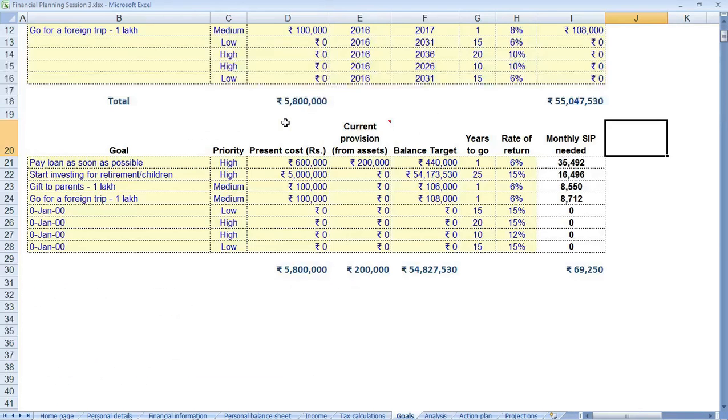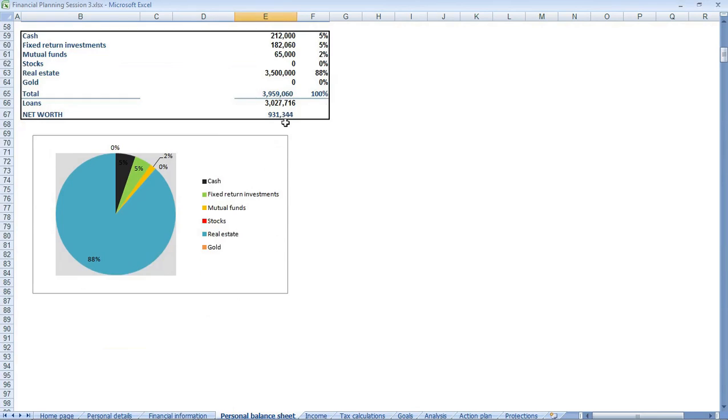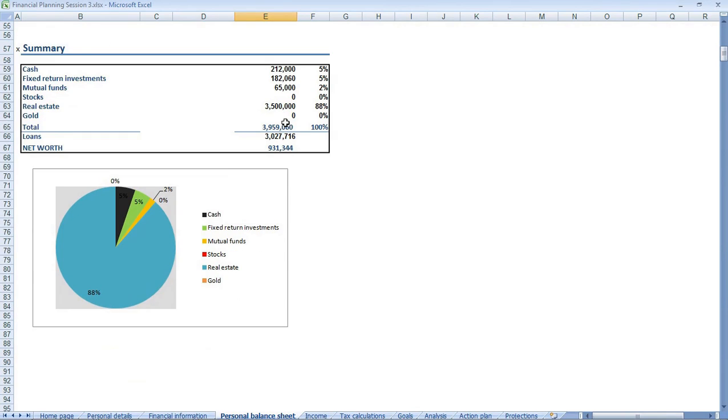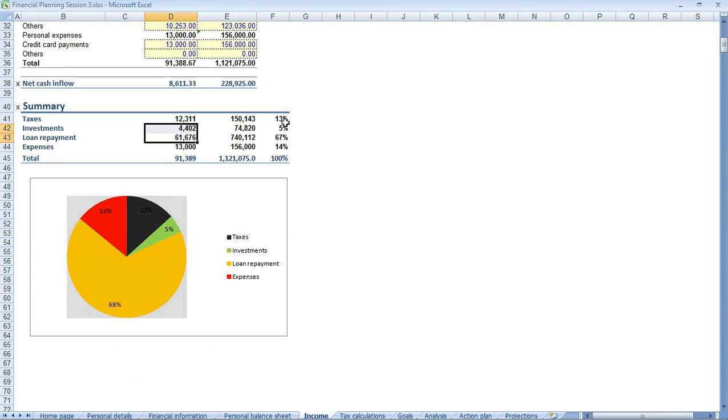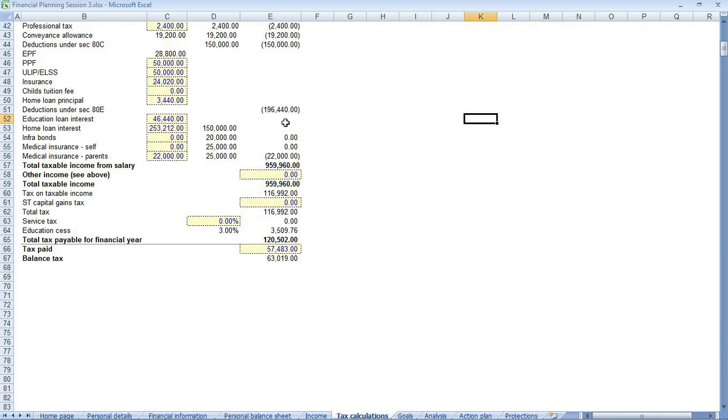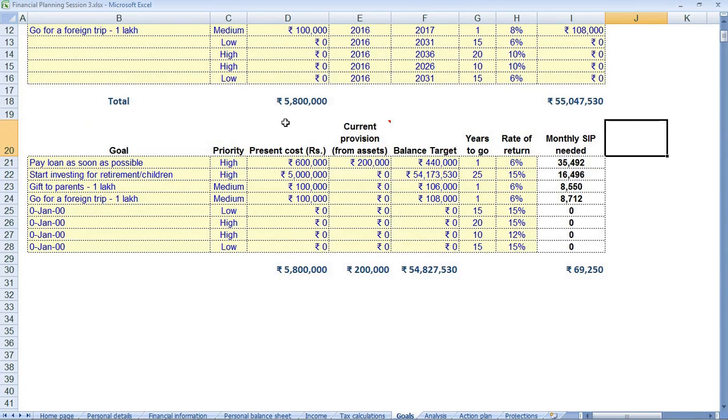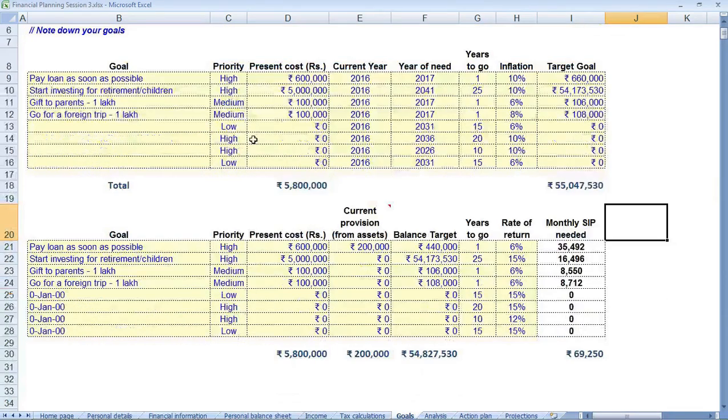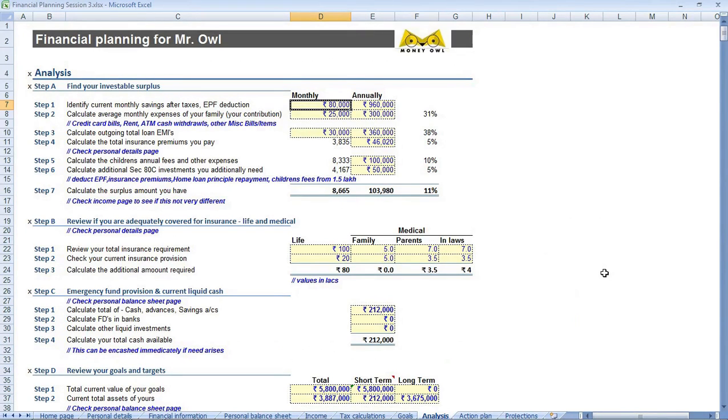In the previous sessions, we have created your personal net worth statement as well as analyzed your income inflow and outflows. And in session 2, we have identified your goals and also calculated the amount of investment which you must do to achieve those goals. In this session, we'll build further on them, putting the data together to review and analyze and create a plan for future.